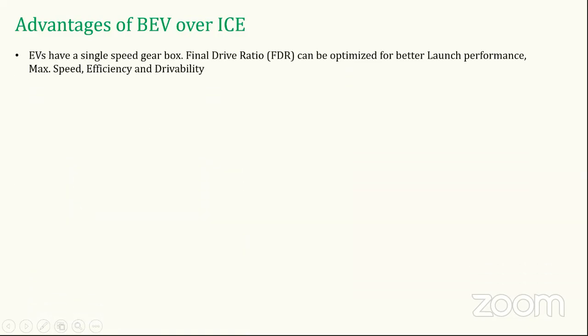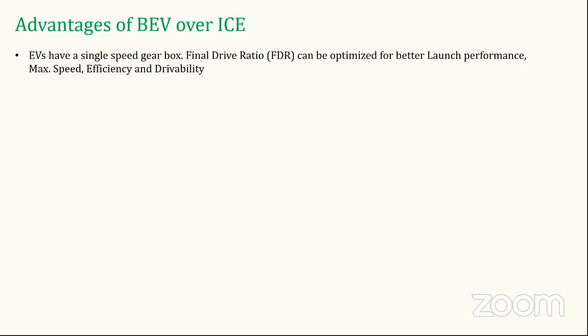So the next advantage is on the transmission system. EVs have a single speed gearbox. Given the torque and the speed range available, multiple gear ratios are not necessary in this case, which in turn reduces the transmission system complexity. So there are no torque converters, no clutch, no disconnects for electric vehicles. This in turn reduces the weight and associated losses.